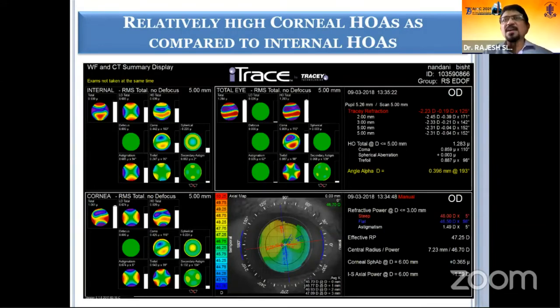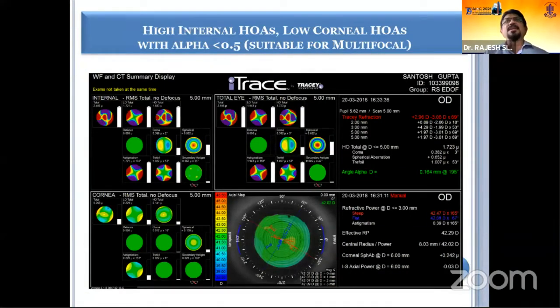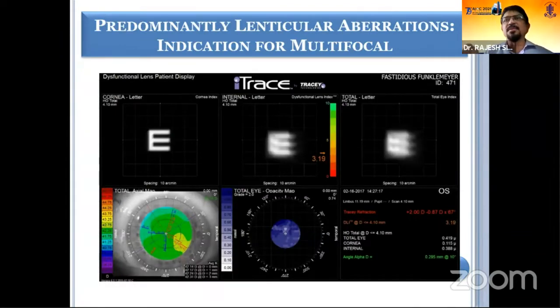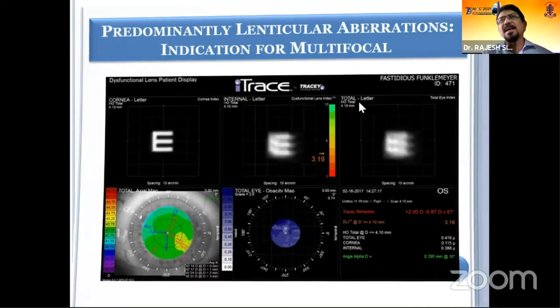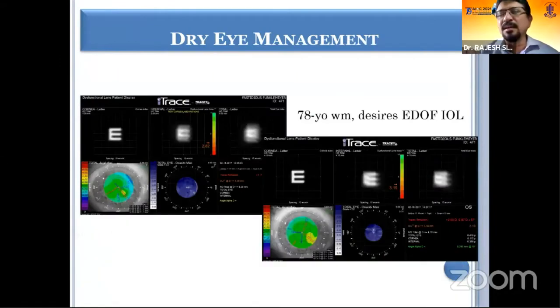So if there's a relatively high corneal higher order aberration, as seen in this case, in that case, one should avoid a multifocal lens. And if there is a low corneal higher order aberration, then in that case, you can put a multifocal lens. So it is very essential to dissociate between these. As you can see here, the quality of vision because of the lenticular internal aberration is very high. So in this case, once you do a cataract surgery, you can put a multifocal lens because the corneal aberrations are not high, and that way you can improve the outcome. So that is one thing that one should definitely see when you are doing eye trace for multifocal lens.